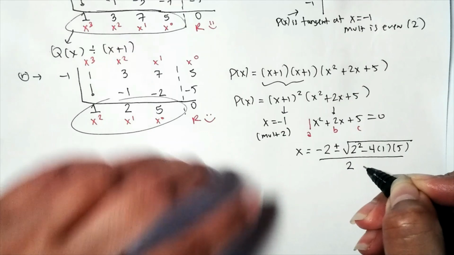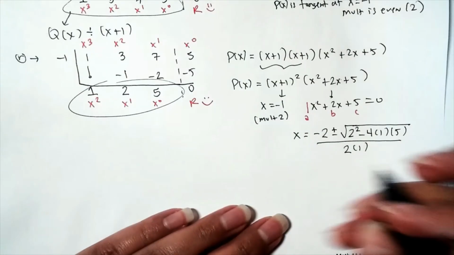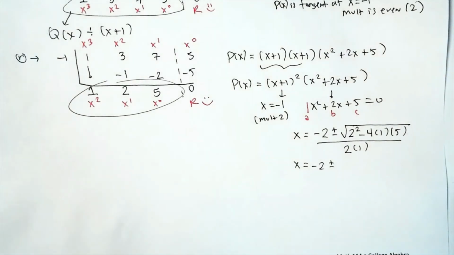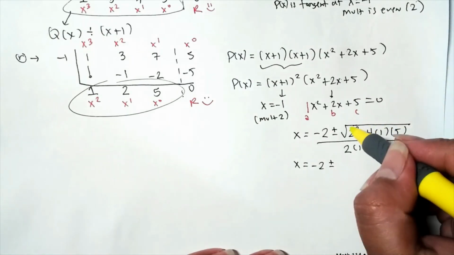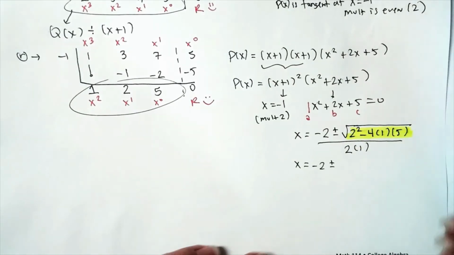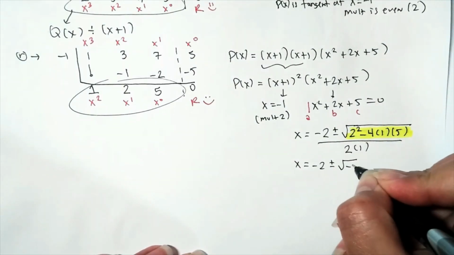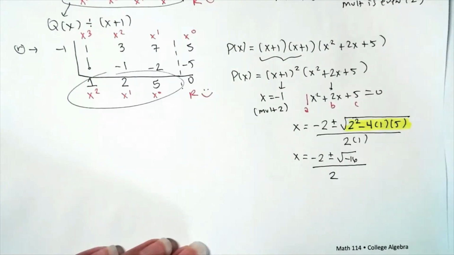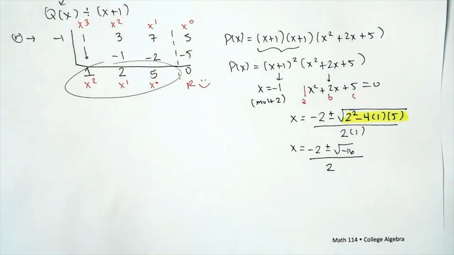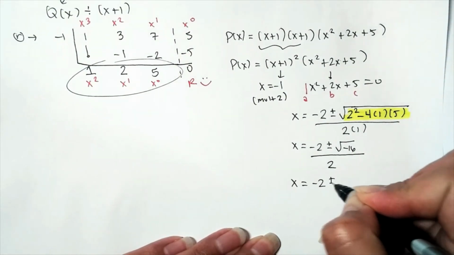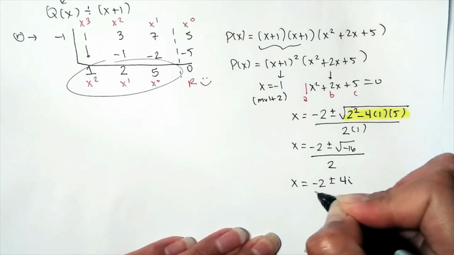So 2 times a, or 2 times 1. We got this. So let's clean this up. That will give us negative 2 plus or minus the square root of 2 squared minus 4 times 1 times 5, which, if I punched it in correctly, gives us negative 16, and that's all over 2. Fantastic. The square root of negative 16 simplifies to 4i. Pretend I did a thinking area. Okay, the square root of negative 16 simplifies to 4i.